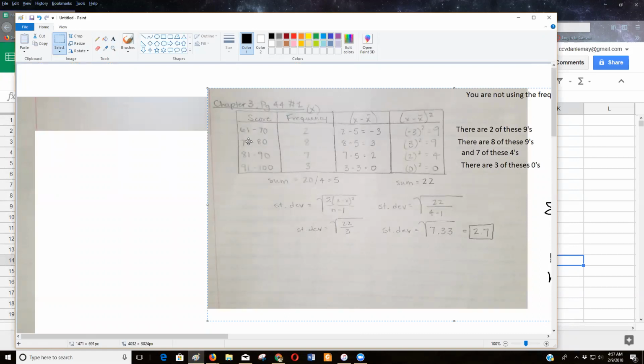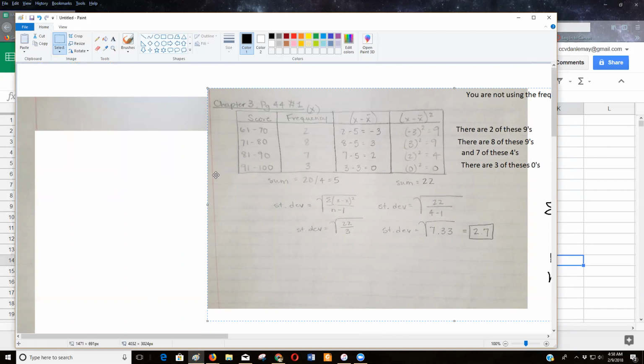If I want to go across, I've got to remember that I'm including these numbers. So there'd be 61 all the way up to 70, which is 10 numbers. I don't want to just think about subtracting. But if I go down, I can see that these are incrementing by 10 each time. So that tells me these bins are 10 units wide.